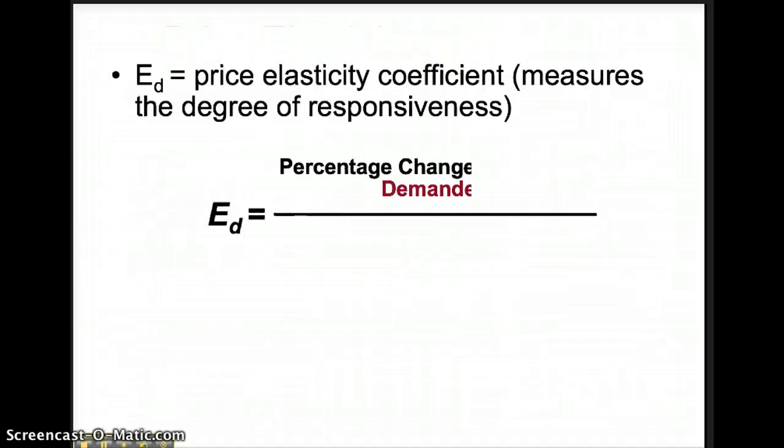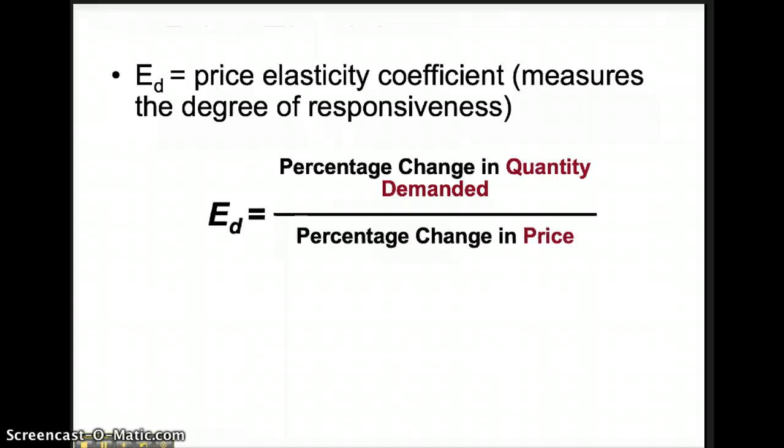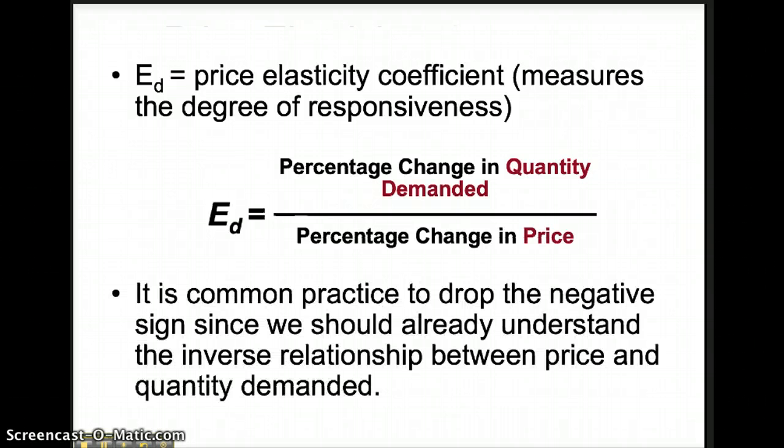ED is going to be the coefficient that we're going to solve for. ED is called the price elasticity coefficient and is the measure of the degree of responsiveness. ED is calculated by taking the percentage change in quantity demanded divided by the percentage change in price. It is common practice to drop the negative sign with price elasticity of demand, since we should already understand that there's an inverse relationship between price and quantity demanded.